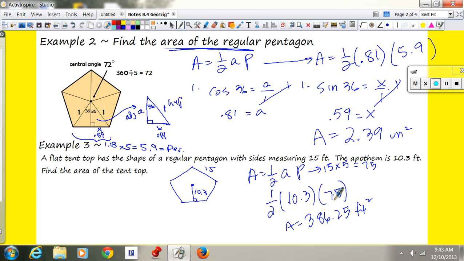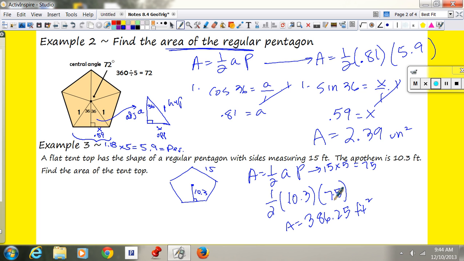Okay, we just have a couple of practice ones to do on the other side. They're pretty easy. The first one is a square, and the second one is a regular hexagon, and then the bottom one has a little bit of a twist to it. That should be pretty easy.